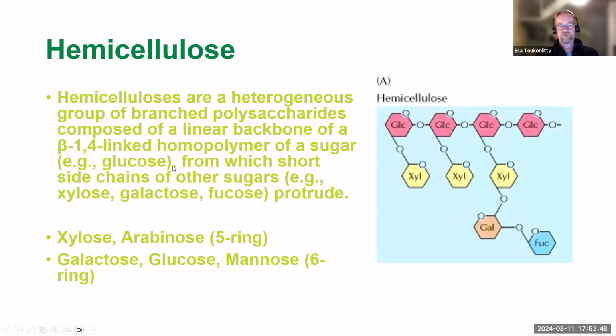And the side chains, so if there is a longer main chain, there are side chains made out of different sugars like xylose, galactose, and fructose. Arabinose can also be there. Some of them are 5-ring sugars, some of them are 6-ring sugars.